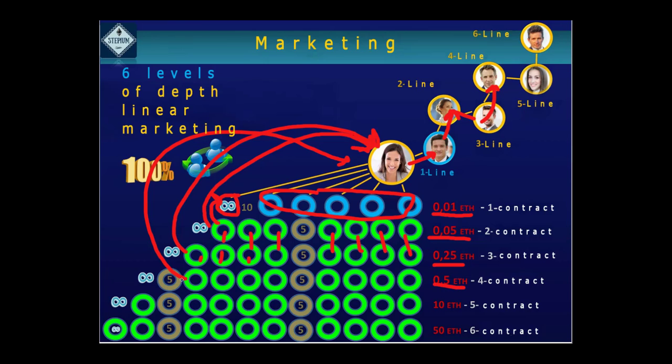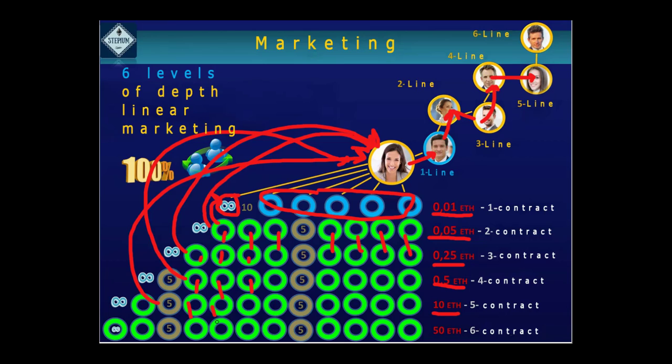And so on. Then the fourth line invites the fifth line, where you will get 10 Ethereums. The fourth line gets 0.1, the third line gets 0.5, the second line gets 0.25, the first line gets 0.5, and you end up with 10 Ethereums.